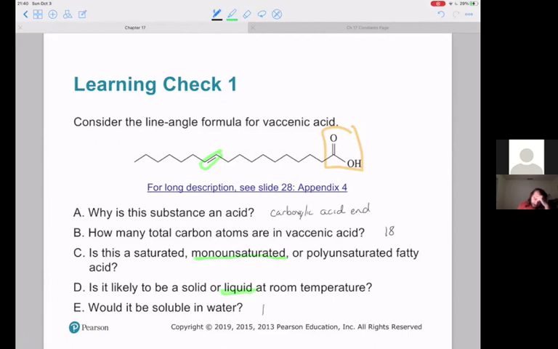Would it be soluble in water? No, because lipids are never soluble in water. That's one of the main characteristics of a lipid.